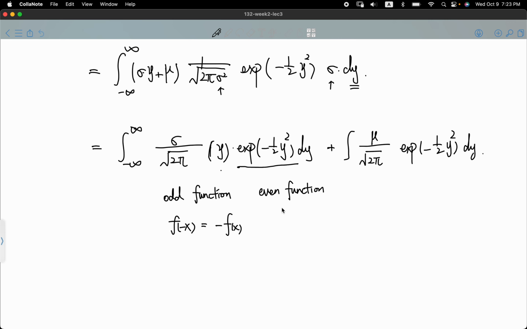The even function has the following definition: f of negative x is equal to f of x. You can also plug in values to verify, as there's a square here. Okay, so now you have a product of an odd function and an even function, and this will also give you an odd function.